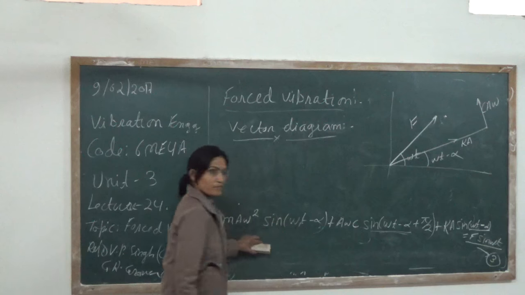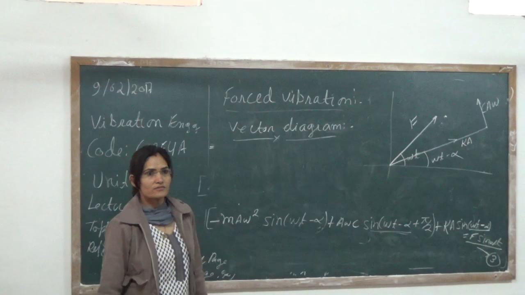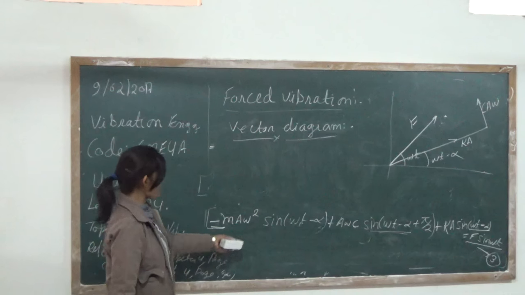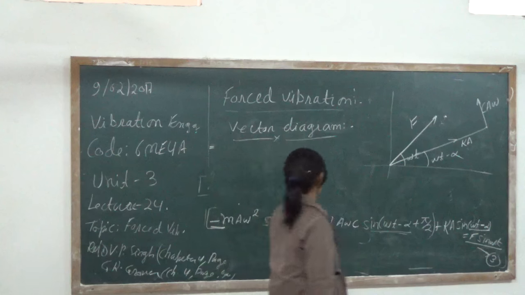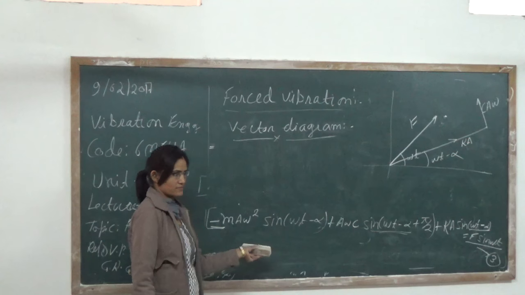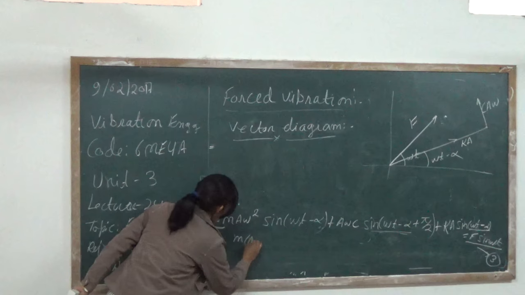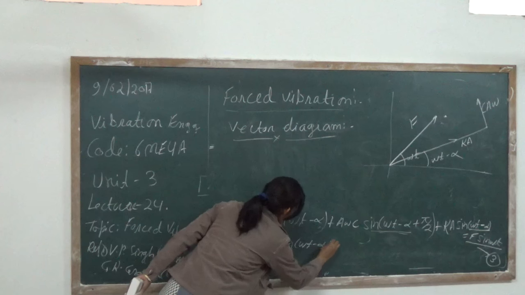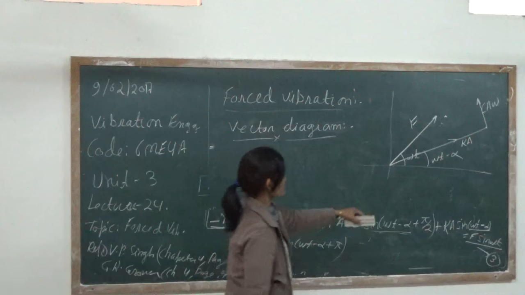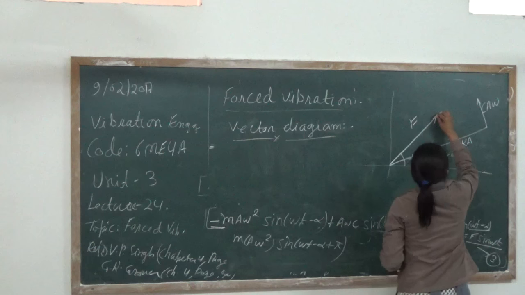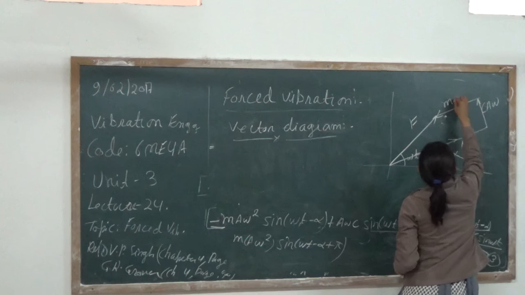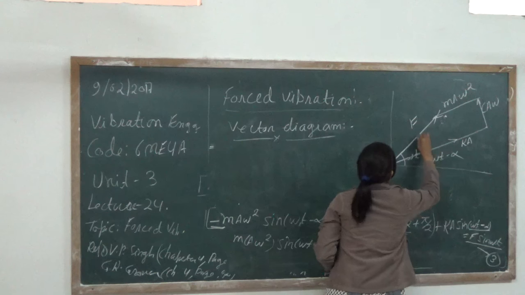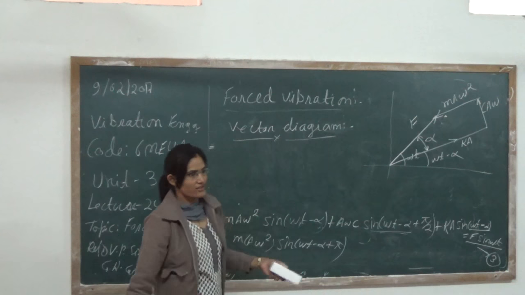Then for the mass, this will be the minus, so 180 degrees from the K. You can also write M A omega square sine omega t minus alpha. This is M A into omega square. This angle will be alpha. It is called alpha, the phase lag angle.